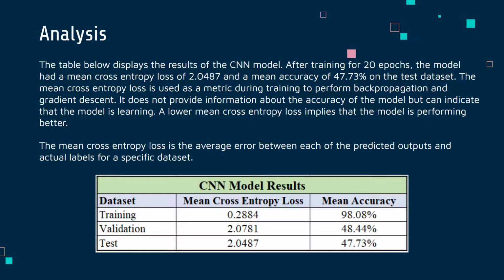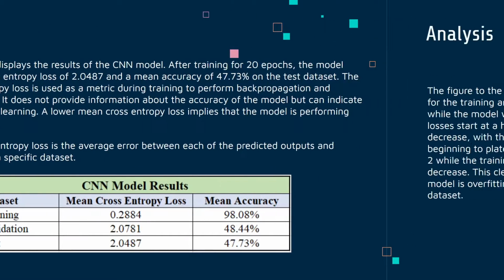After training my model for about 20 epochs, the model had a mean cross-entropy loss of 2.0487 and a mean accuracy of 47.73% on the test dataset. Although the loss doesn't provide much information, the accuracy tells how many predictions the model got correct out of the total number of predictions it made. As we can see in the table below, the training had an accuracy of almost double that of the test set, indicating that the model was overfitting.